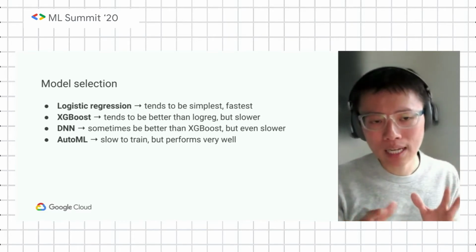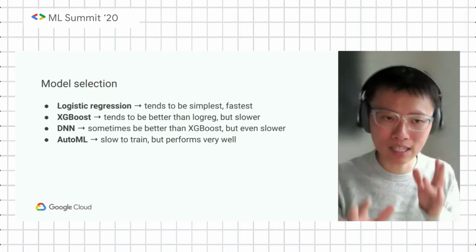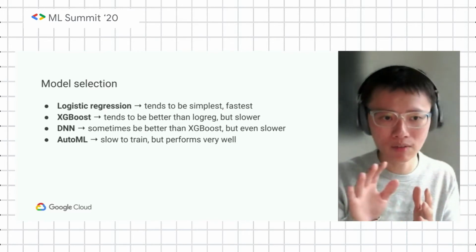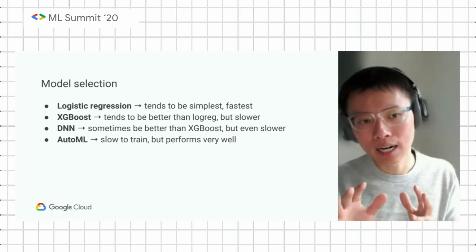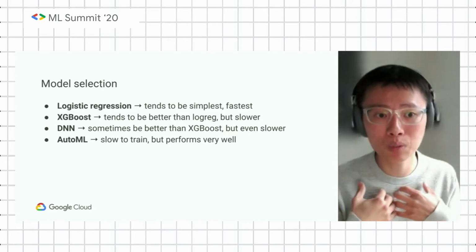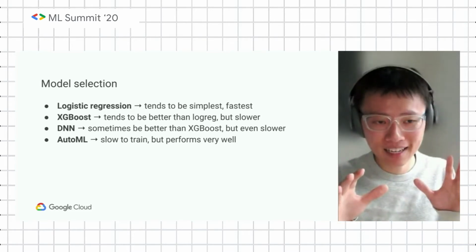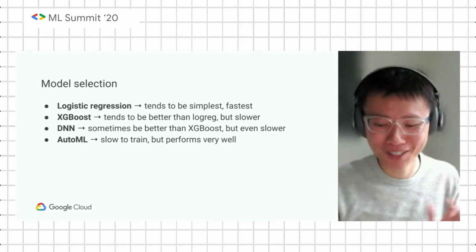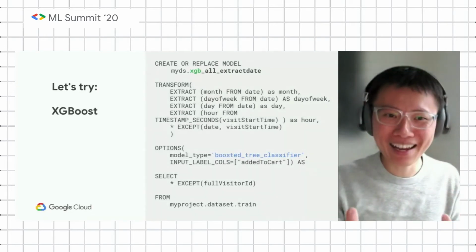But between XGBoost and DNN, sometimes it can be hit or miss as to which one is better. So I would recommend playing around with both of them. And sometimes even logistic regression could be better. But in terms of this particular use case, well, I guess I'm kind of spoiling it. We'll see. All right, so let's try XGBoost.